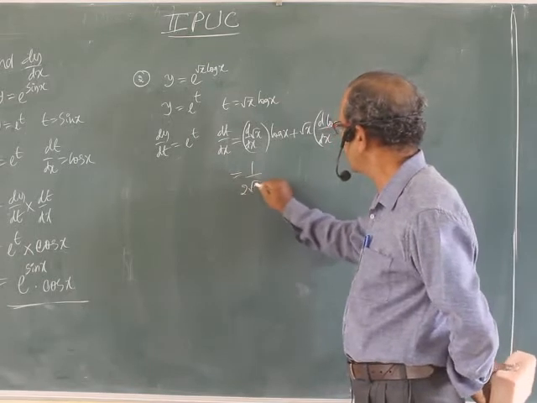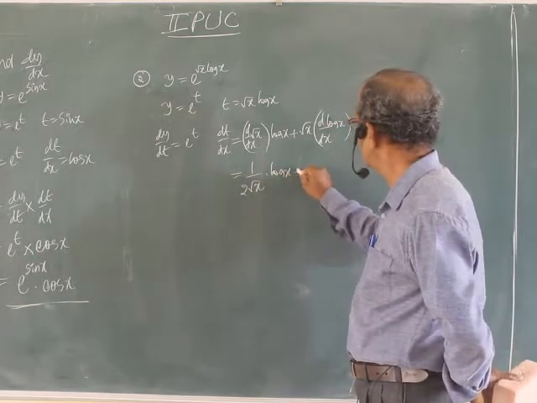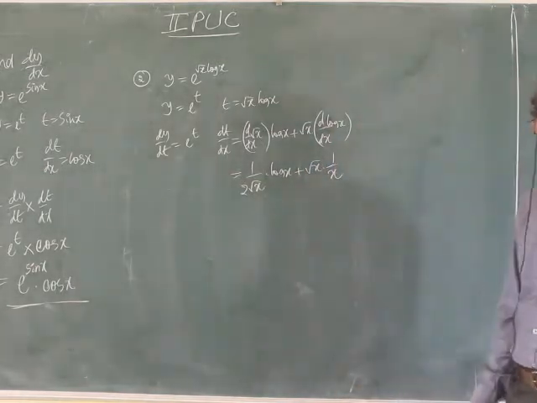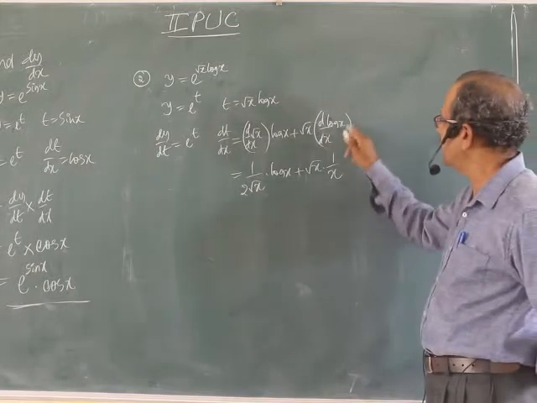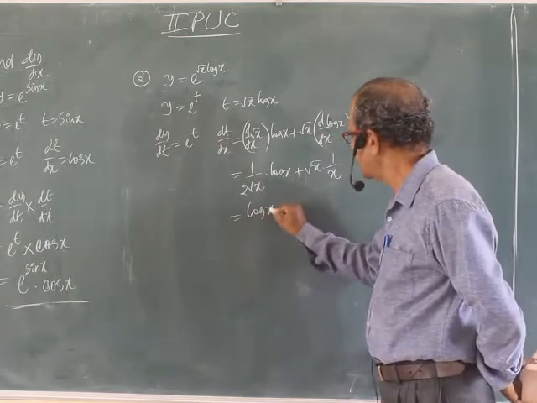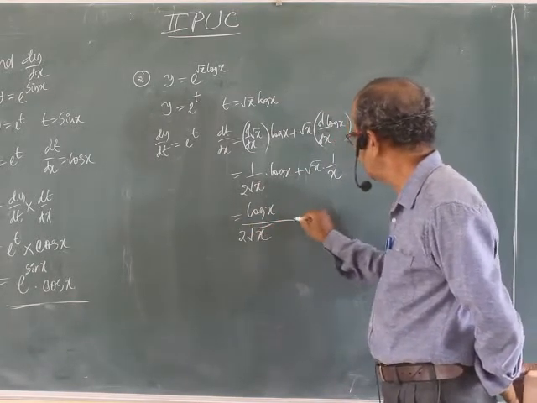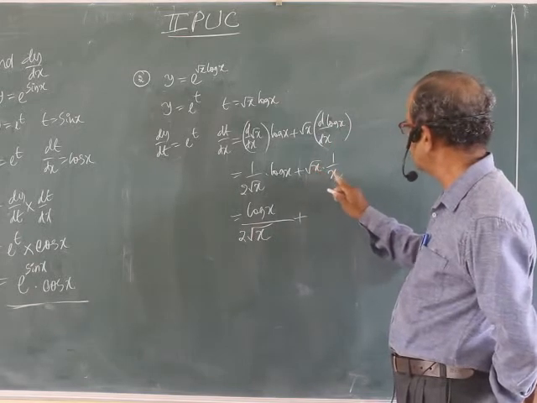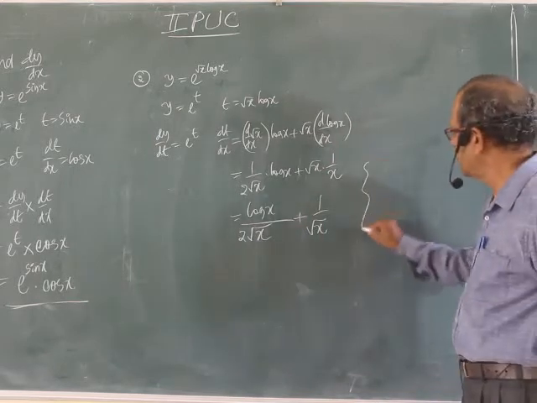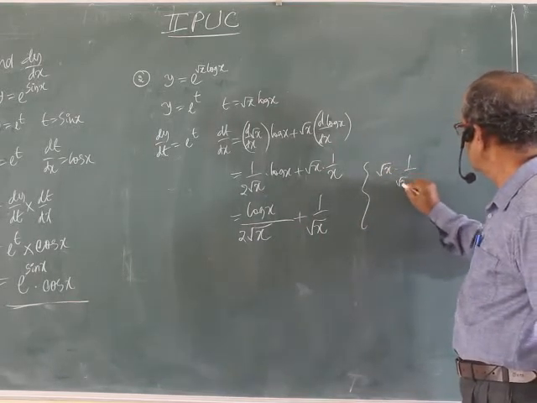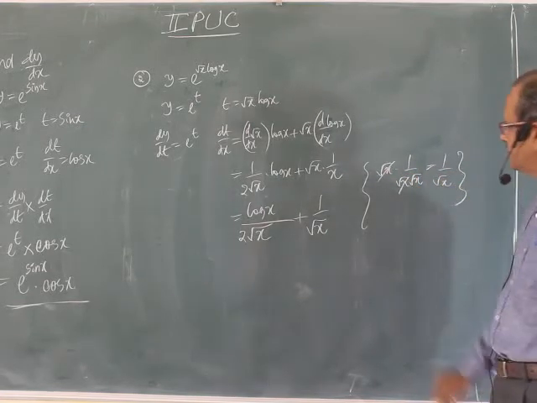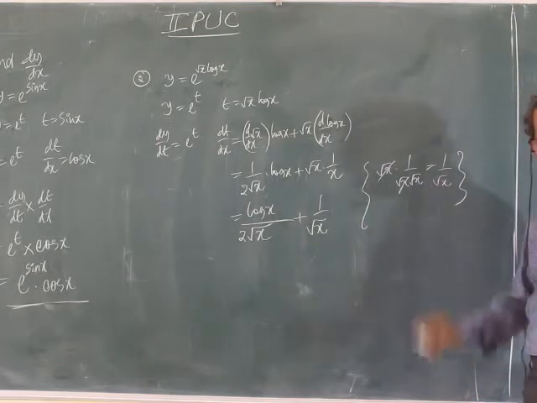1 by 2 root x into log x, root x into 1 by x. Derivative of log x is 1 by x. Or it is log x divided by 2 root x plus root x divided by x is 1 by root x. Cancelling 1 root x, 1 by root x into root x. So you get 1 by root x. X can be written as root x into root x.